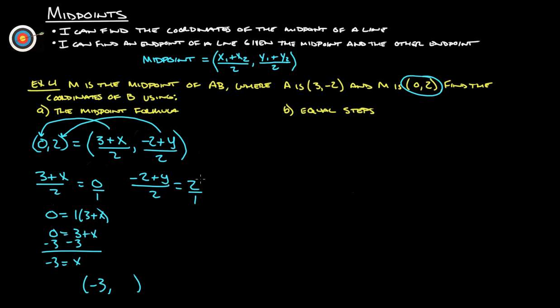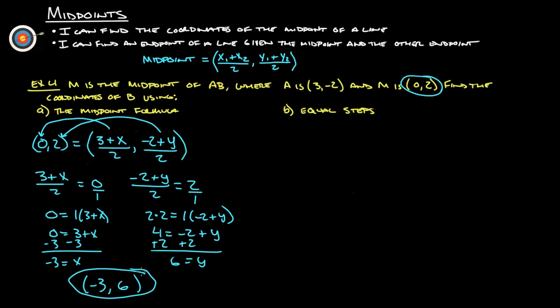So again, we do cross products, so we've got 2 times 2 is going to equal 1 times negative 2 plus y. All right, so we get 4 equals, distribute that 1 through, and that's just negative 2 plus y. Add 2 to both sides, and we get y equals 6. So the other endpoint is going to be negative 3 and 6.